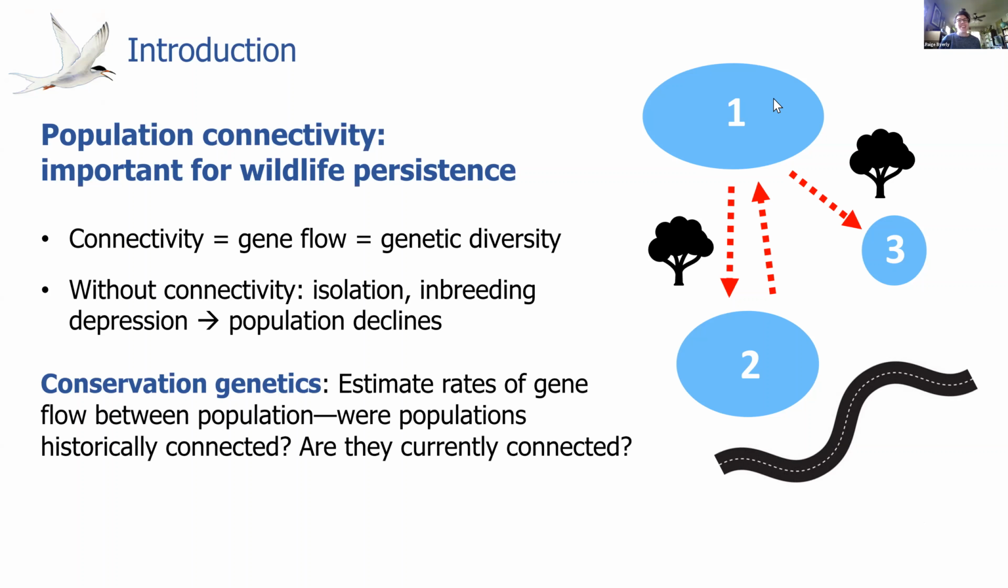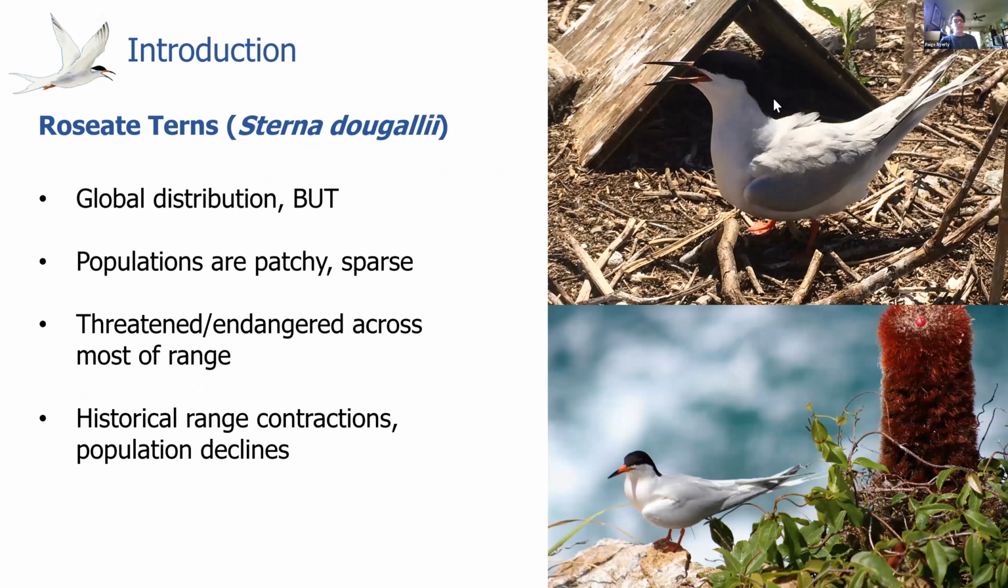Notably, how have humans altered these connectivity regimes? So today we're looking at connectivity of roseate terns. Roseate terns are a seabird with a global distribution, and they are an IUCN species of least concern, but that tends to be a bit misleading about their population status because populations are very patchily and sparsely distributed globally. And then individual populations tend to be threatened and endangered across most of the range of roseate terns.